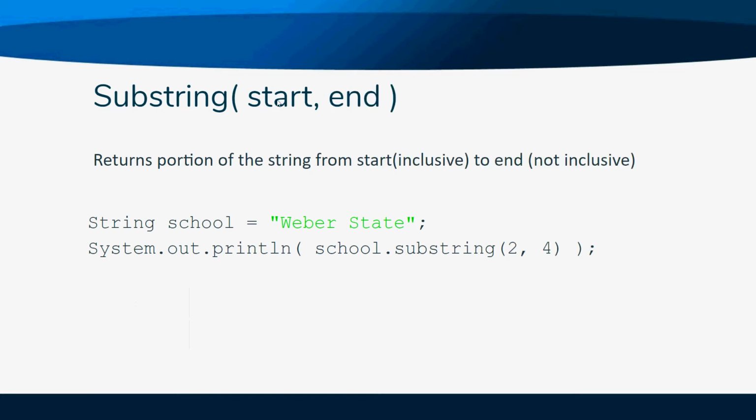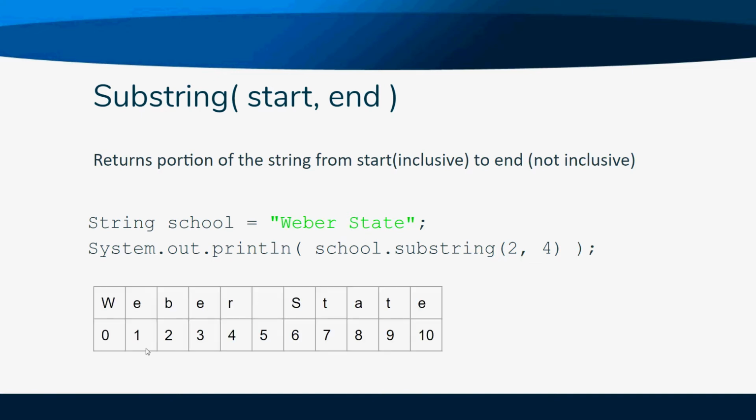Now the review, you can have a start and an end. So here I have Weber space state, a substring from 2 to 4, putting that in my little number chart starting at 0, from 2 to 4, not including 4, gives me just the BE in Weber.